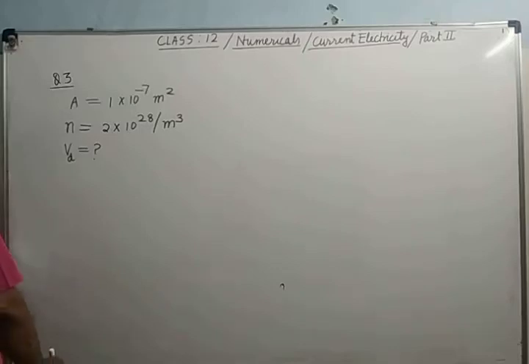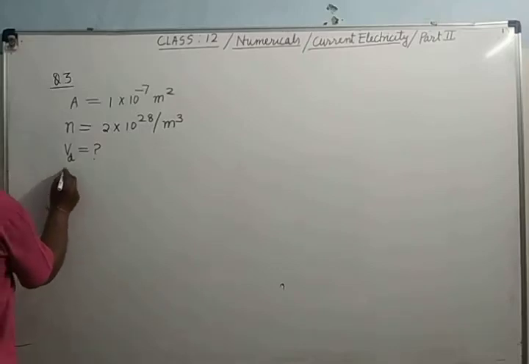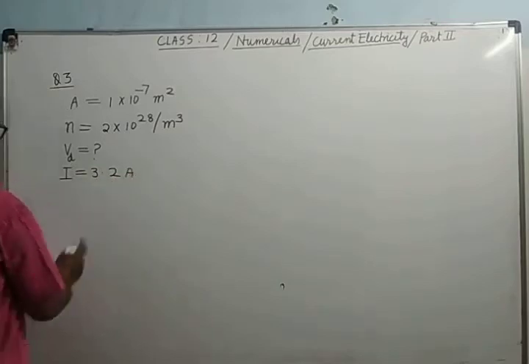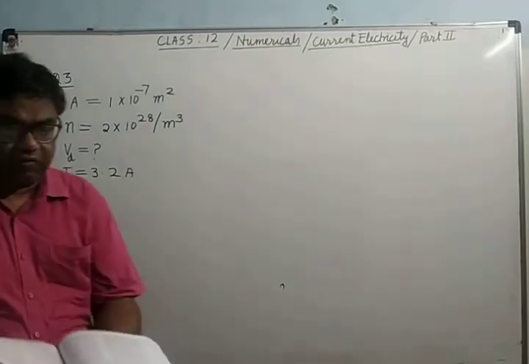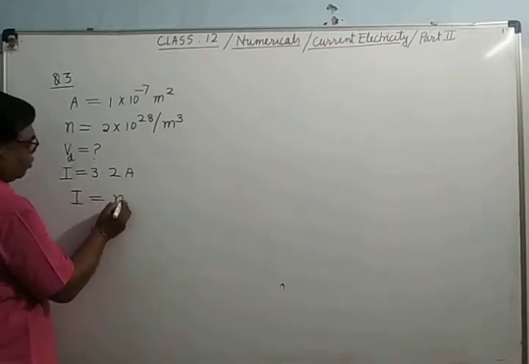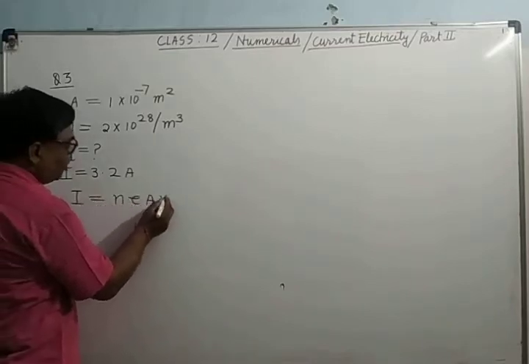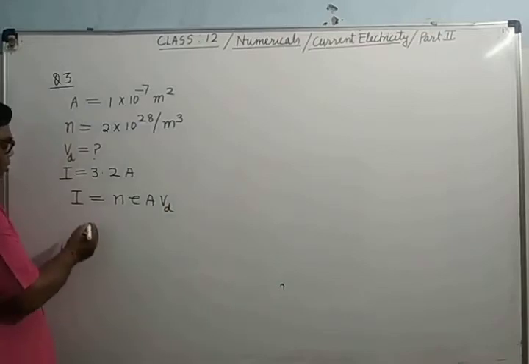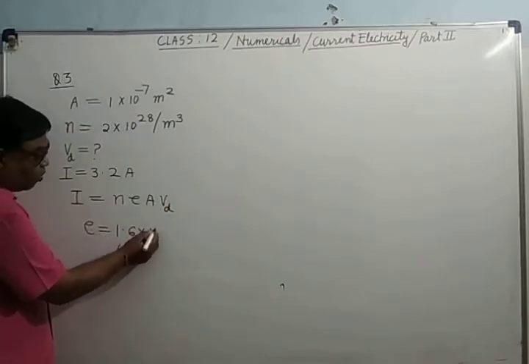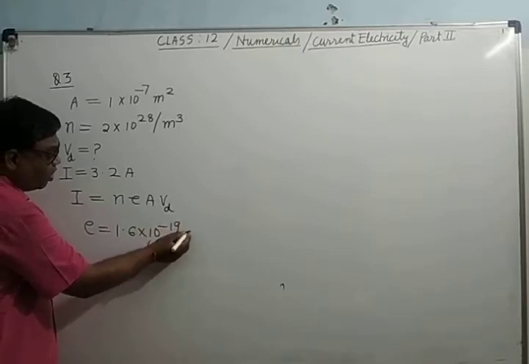Drift velocity of the free electrons for a current in the wire I equals 3.2 ampere. So in some of the questions I will give you a hint. Here you have to find the drift velocity. What is the formula of I in terms of the drift velocity? I equals neAVd. Now, what is the known value of e? 1.6 into 10 to the power minus 19 coulomb.